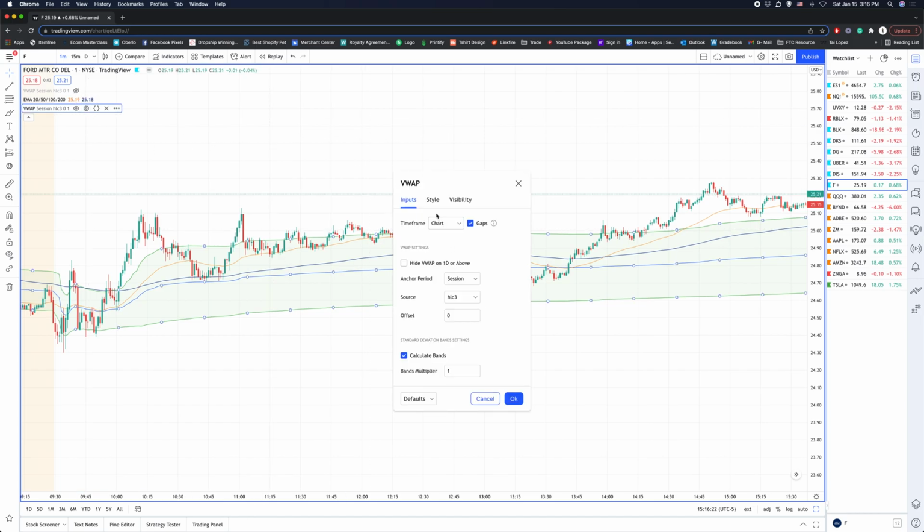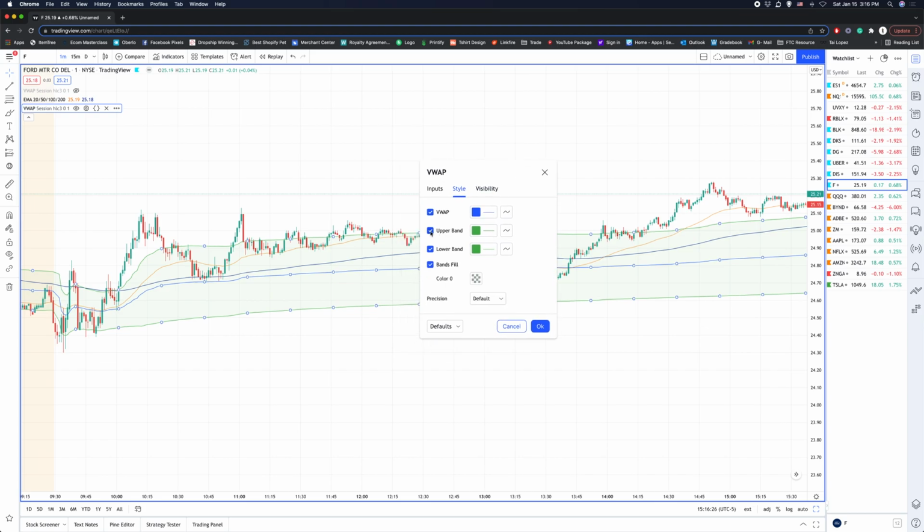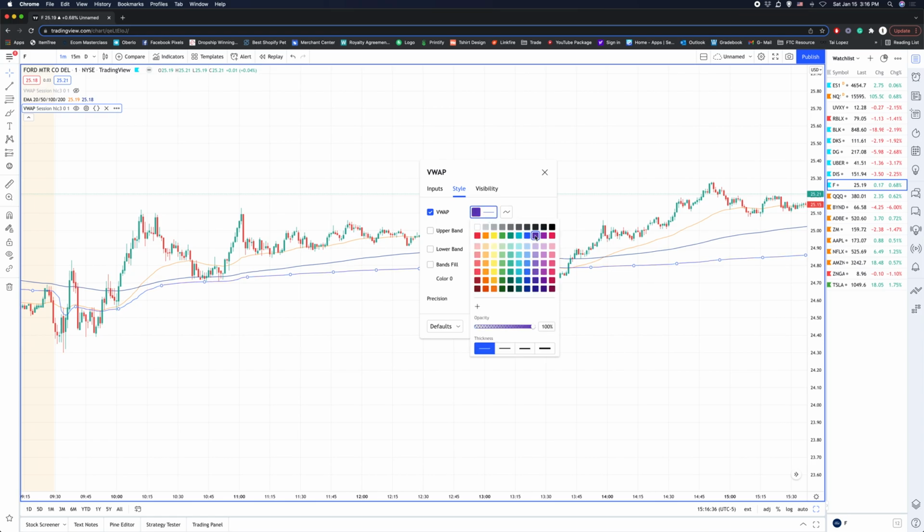Click that setting, and you want to go to style. All right, we don't need the upper band, we don't need the lower band, we don't need the background. All we need is this VWAP right here. Okay, and I like my VWAP to be purple, so I changed my color to purple, and we are going to make the line thick so that we can see and know exactly which one is the VWAP. All right, so that's all we're doing.